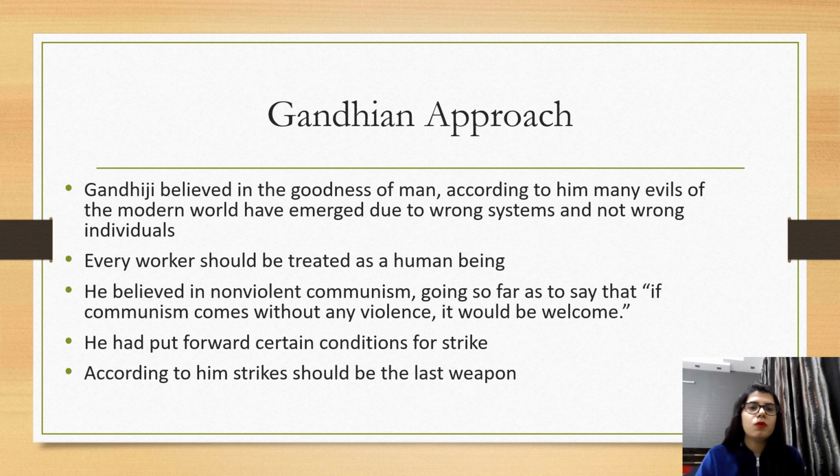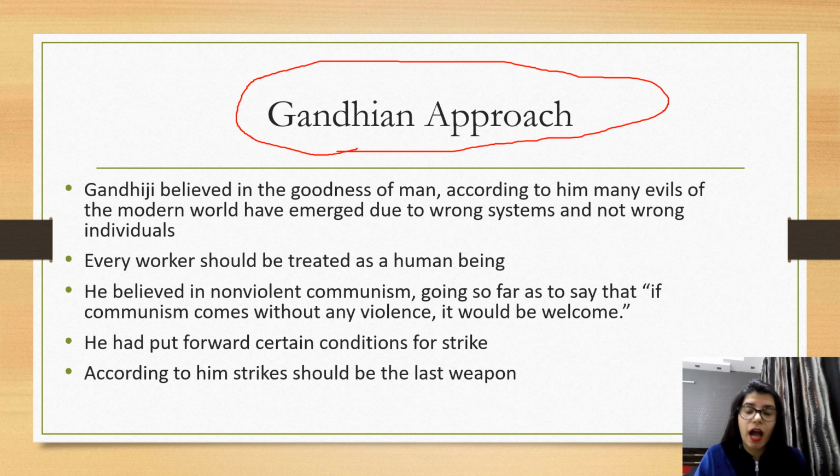Now, next comes the Gandhian approach. I have even told you before that Gandhiji has given the trusteeship theory, which is really important in industrial relations. I think the next class that I will be forming is for theories of industrial relations. That would be tomorrow, and one more topic. Now, let's study this approach.